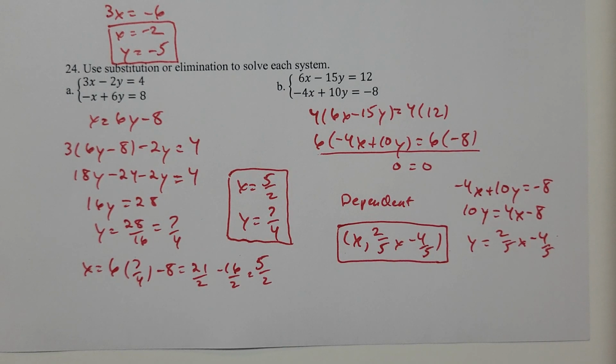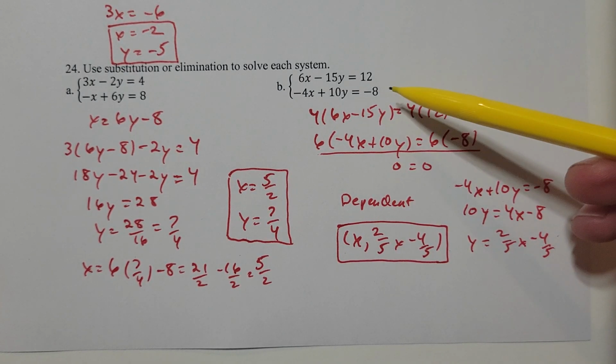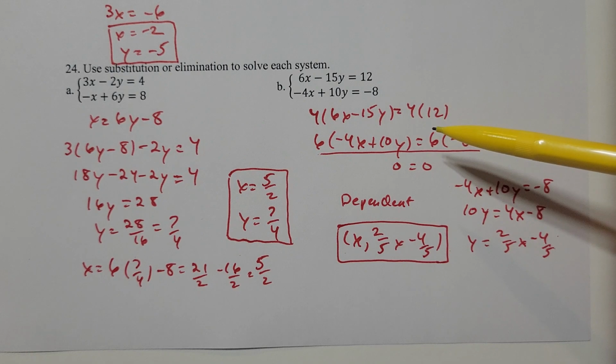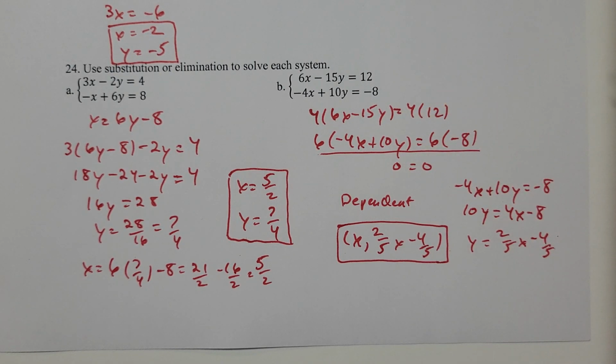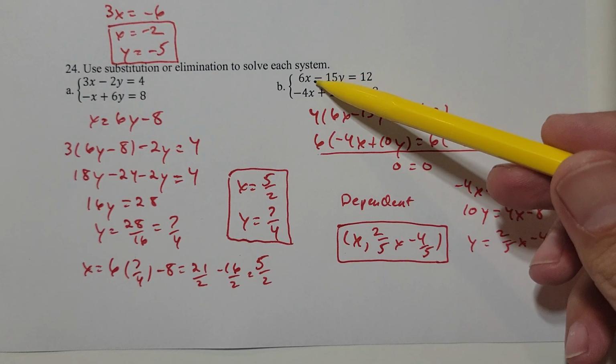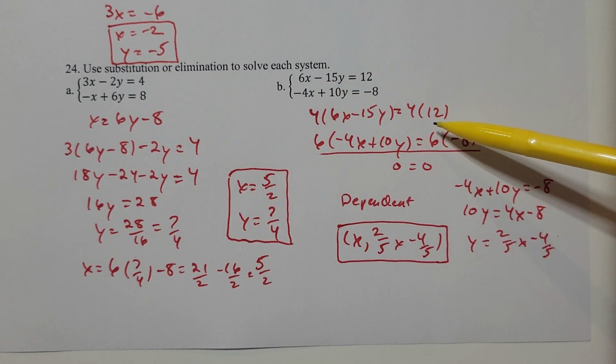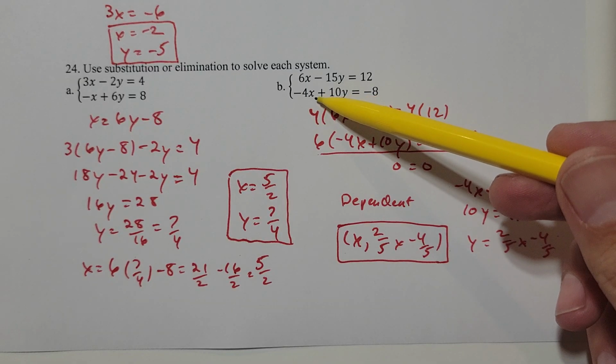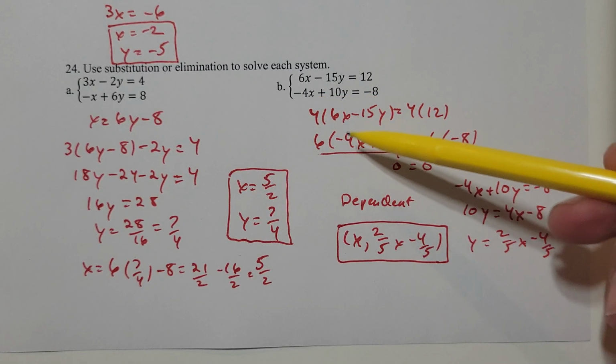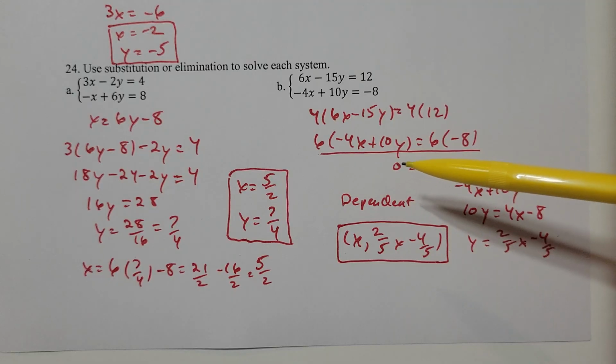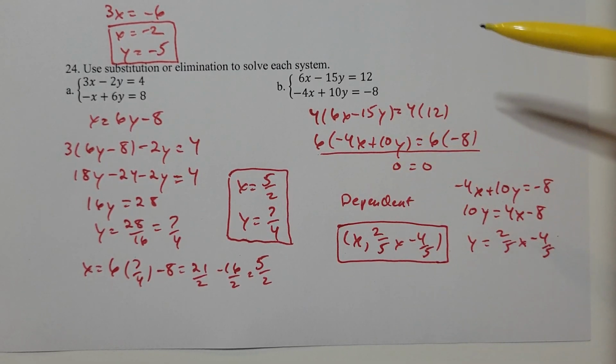Part B is where we're solving this system. I'm going to use the elimination method or the addition method to solve this system here. Let's plan to eliminate x. To make that happen, we'll multiply the top equation by 4 on both sides and the bottom equation by 6 on both sides. That way when we add these together, we'll get rid of x.